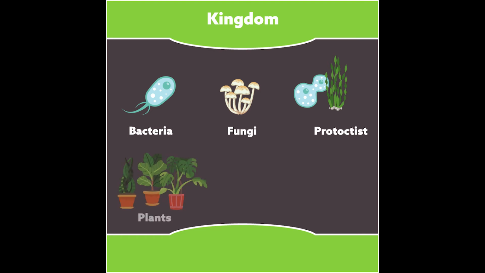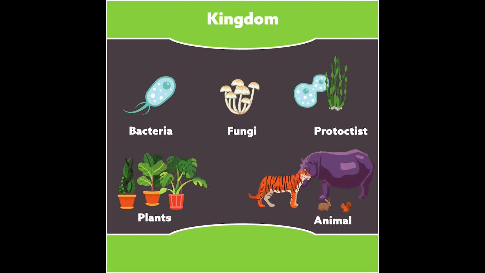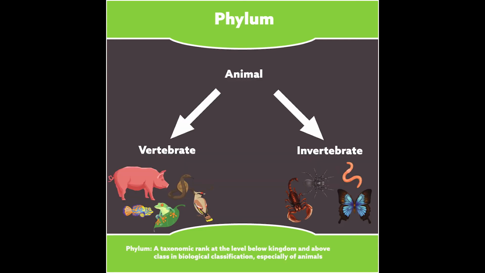Let's look at kingdom. The most basic classification of living things is the kingdom. Currently, there are 5 kingdoms, which include bacteria, fungi, protoctista, plants, and animals. Living things are placed into certain kingdoms based on how they obtain their food, their types of cells that make up their body, and the number of cells they can contain.